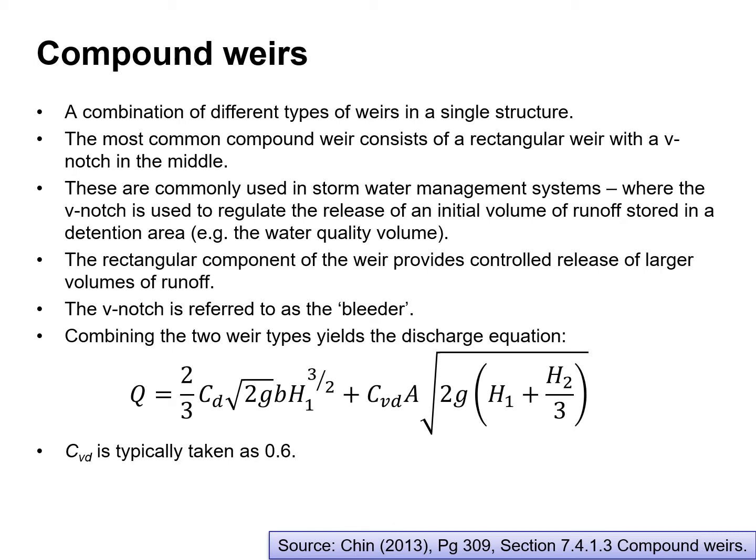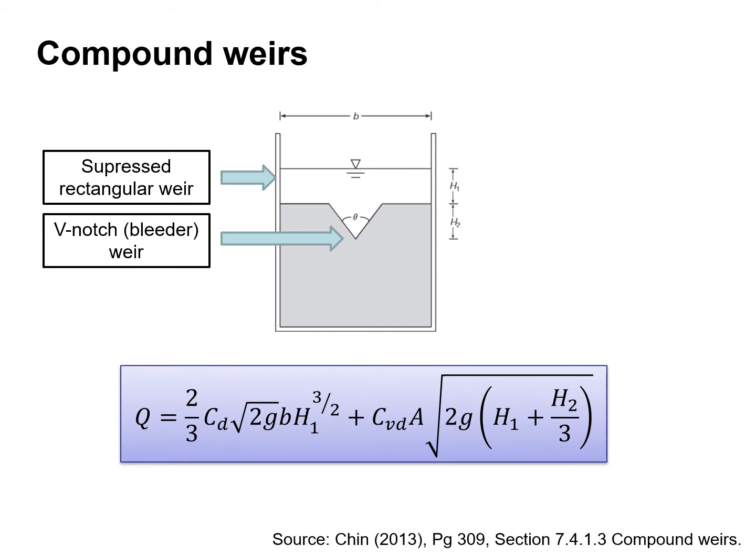The rectangular component of the weir provides controlled release of a larger volume of runoff. The V-notch is referred to as the bleeder, and combining the two weir types yields the discharge equation shown. So you can see a compound weir showing the suppressed rectangular weir at the top and the V-notch bleeder weir in the middle, and also the equation for calculating the flow.